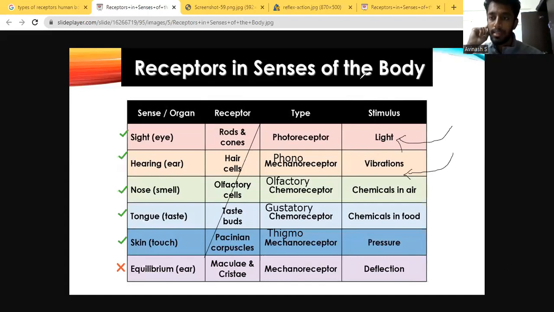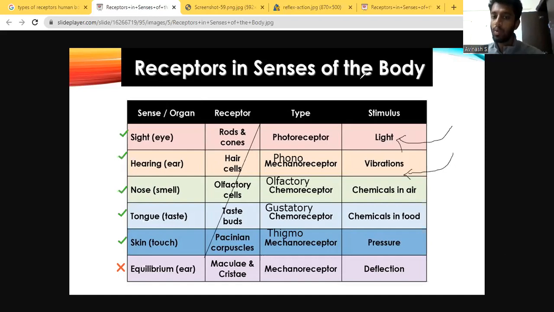Again, phonoreceptor is present in the hair cells in the ears, which know when to shut the ears, or I mean, what is the maximum limit the ears can manage. If it goes beyond the limit, you automatically close your ears. So the phonoreceptors will give the information to the brain or to the hand to close your ears.